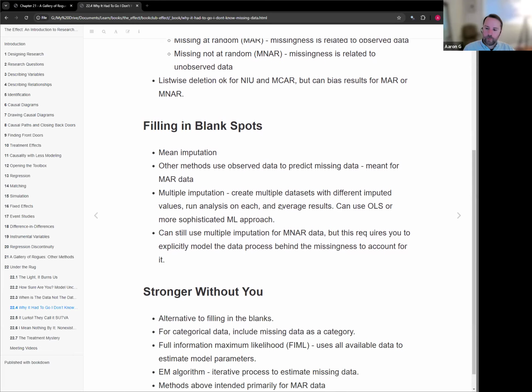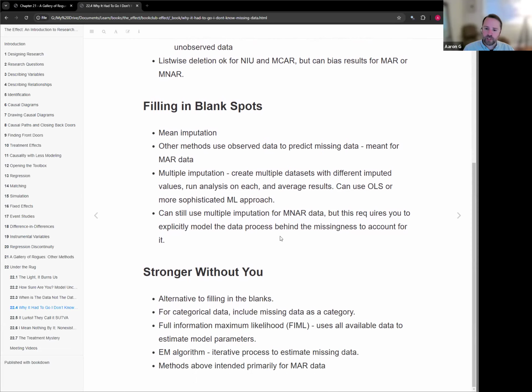We already talked about missing not at random. It's kind of dangerous. You can use some of these imputation approaches, but there are still issues here. You've got to understand the data generating process.